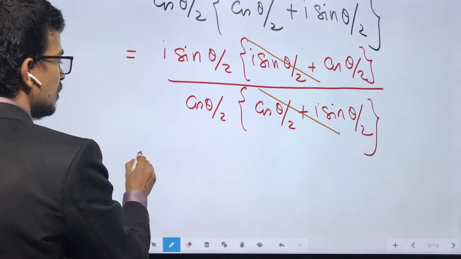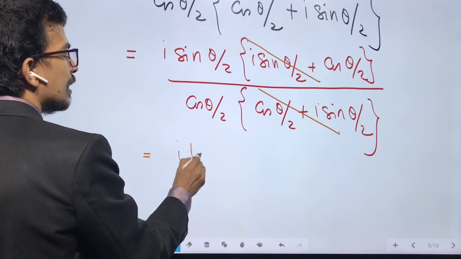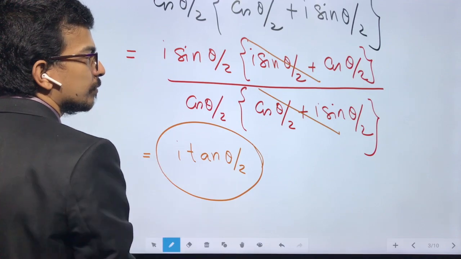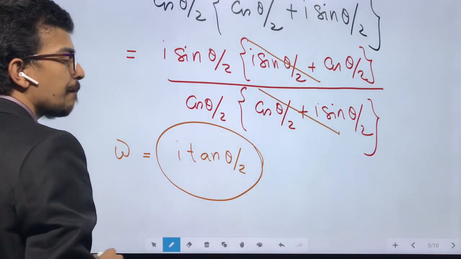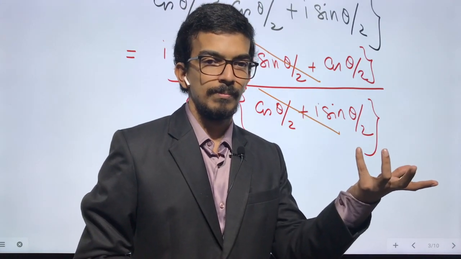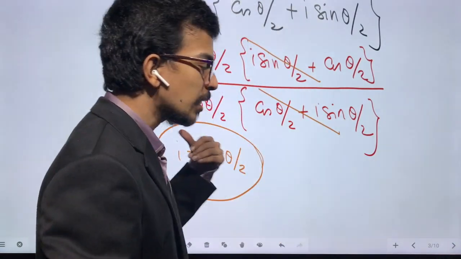Now, look at this expression. This becomes i tan theta by 2, which is a purely imaginary number. Your omega happens to be a purely imaginary number. So, what's the real part? Real part is 0. So, that was our third method.